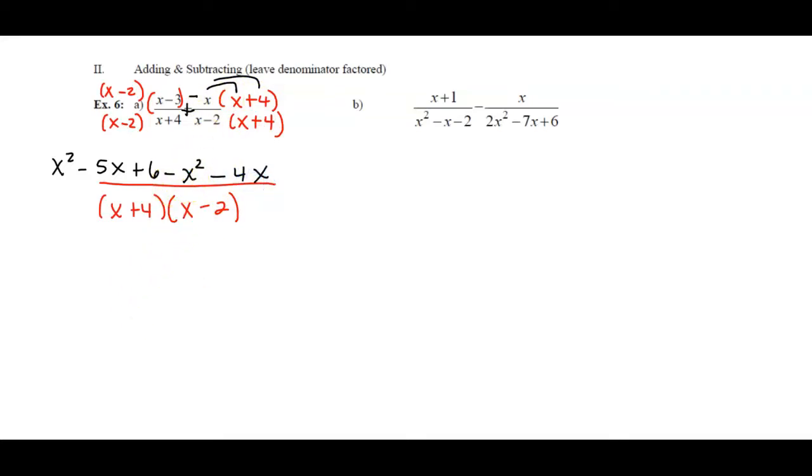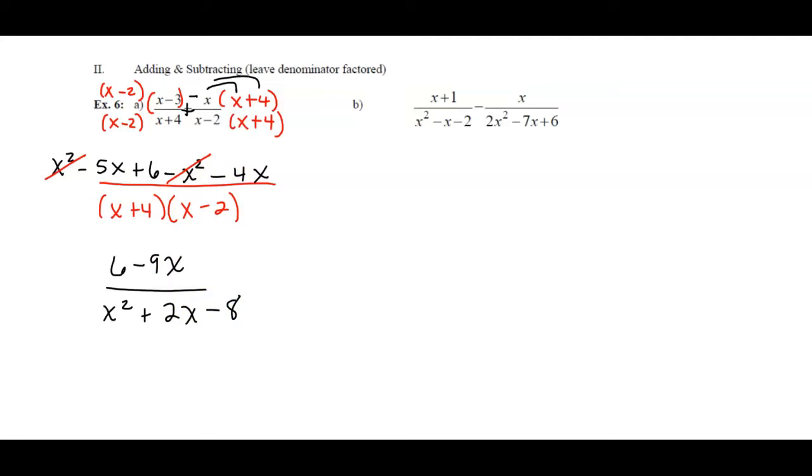Canceling what you can in the numerator, the x squareds are going to cancel, and then a negative 5x and a negative 4x is a negative 9x. So we have 6 subtract 9x. A lot of times they'll put the 9x second since it is negative. And then that's going to be over, and then you've got, let's see, now the bottom is x squared. Outside insides is plus 2x. And then last times last is subtract 8.